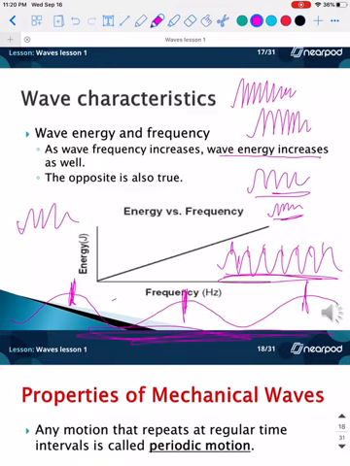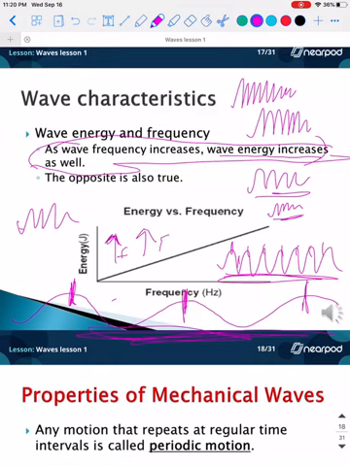I look like I just wrote a bunch of squiggles, but I really hope you understand that, because that is also very important. So please put this somewhere in your notes. This is really important. They do like to ask questions like this, especially on tests and quizzes. They like to ask you about relationships of different things. So energy and frequency: as frequency increases, wave energy increases. So frequency increases, energy increases.